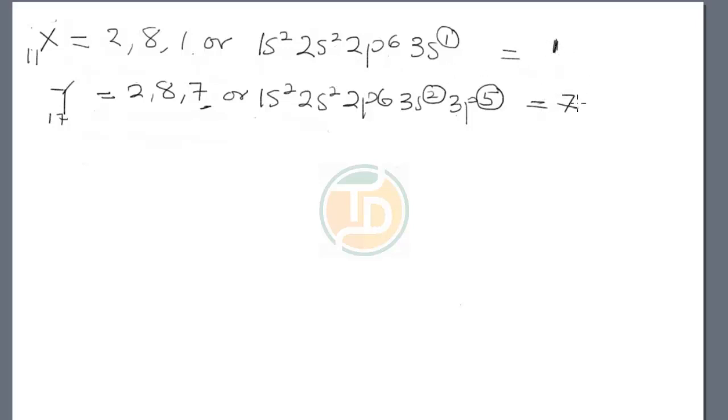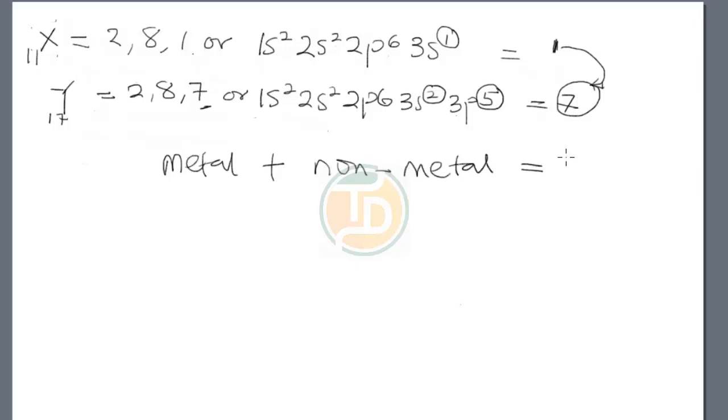So it means that in order for this one to become an octet, which is 8, it has to accept 1 from X. Therefore, which type of bond is that? A bond that is formed between a metal and a non-metal. That bond is known as ionic bond. Why is this bond called ionic bond? Because it's formed between a metal and a non-metal.